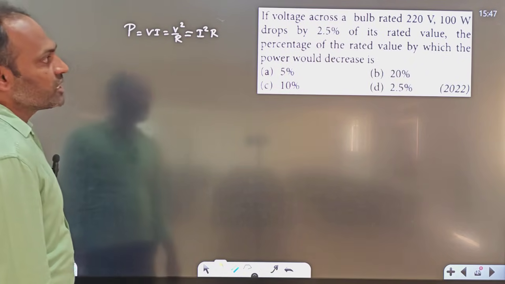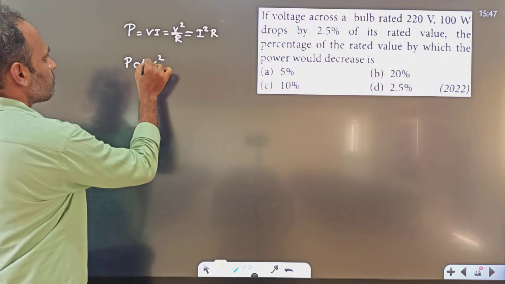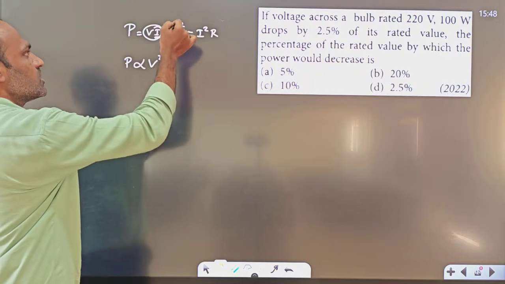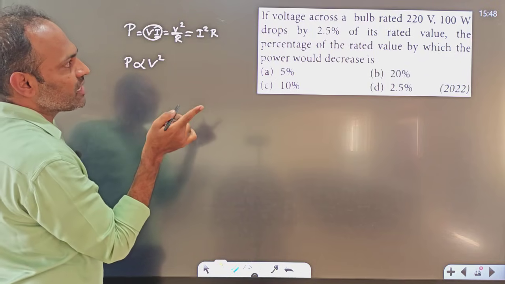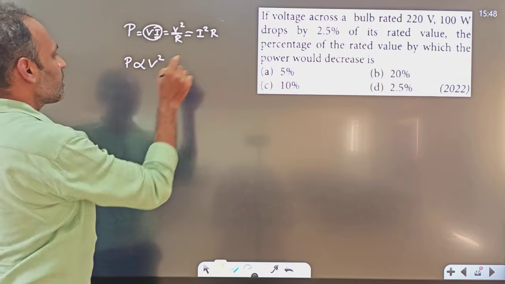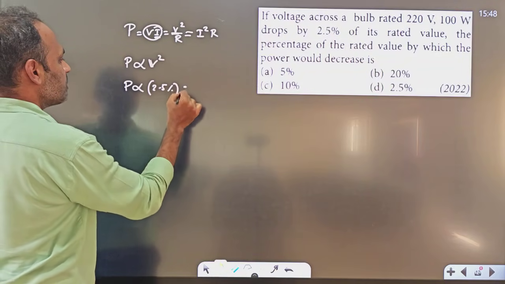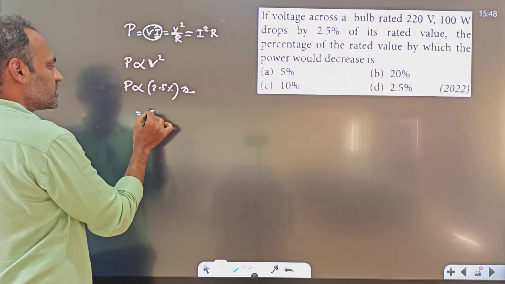So here they say voltage has dropped. So power is directly proportional to voltage square, right? You cannot take the other formulas because current will also be varying, so don't take that. Resistance remains constant, so take this. They ask how much the power varies. How much has the voltage varied? 2.5%. Then power varies 2 times that, because power goes as V squared, so it will be 5%, right?